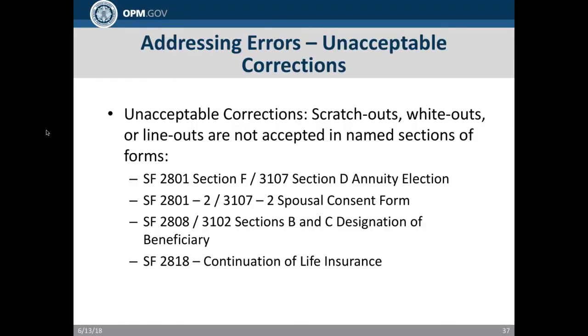The fourth most common is the unacceptable corrections. Again, we do not accept any scratch outs, white outs, or anything like that. We need it to be a clean document. I just put on here a few of the most common forms we see that on, but the BAL does list every single document that we cannot accept scratch outs on. And again, the big one is the 2818, as well as the application under the spousal section, as well as the spousal consent form. We cannot have any whiteouts or scratch outs on that.